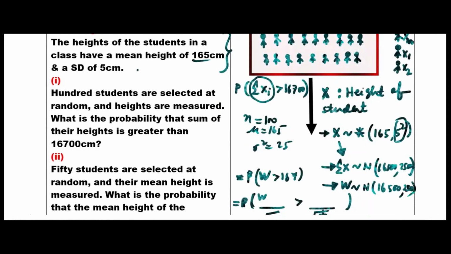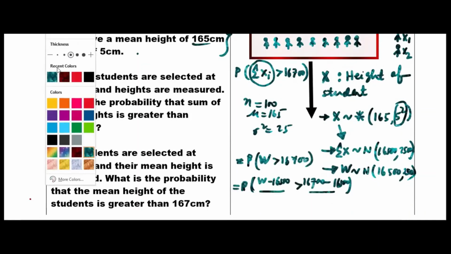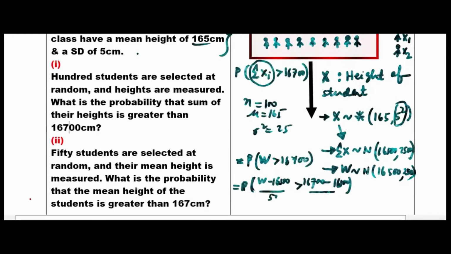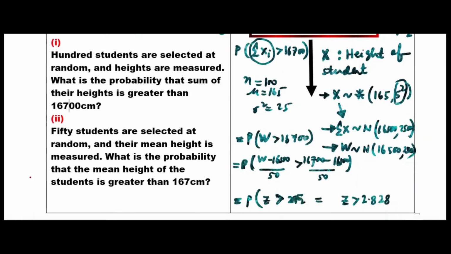Then what will happen? I need to subtract the mean, 16500. So this will be 16700 minus 16500, and here I have to change the variance: 2500, I'll write 50, the standard deviation. Now this is my standard normal.